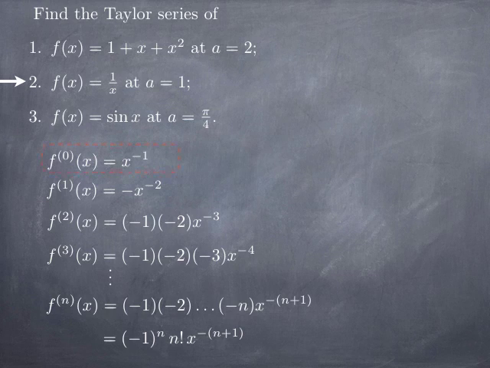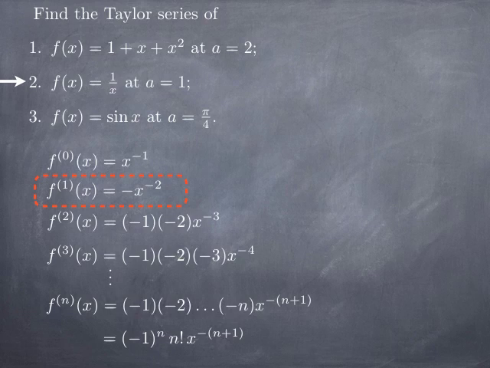And you see that this formula matches what we have with our convention, because now the derivative of order 0, that corresponds to n equals 0. If I plug that in my formula at the bottom, I get negative 1 to the 0, that's 1. 0 factorial, that's 1, x to the negative 0 plus 1, so that's x to the negative 1, so that matches. Then when n is 1, I get negative 1 to the 1, that's negative 1.